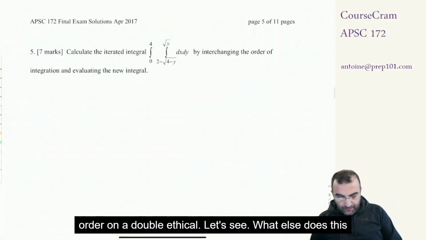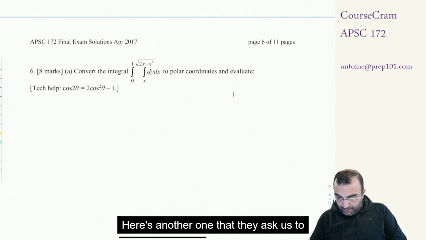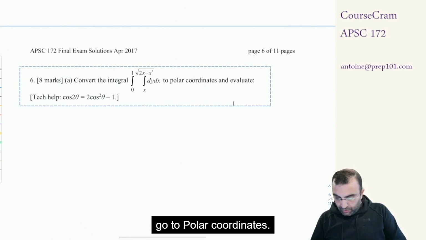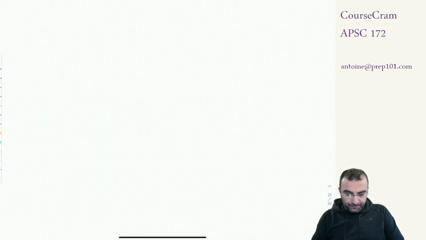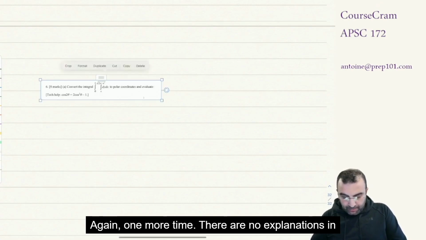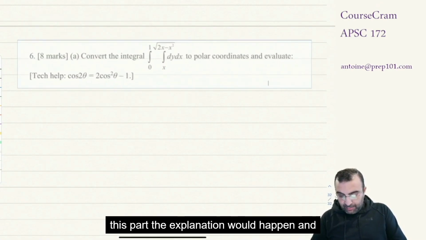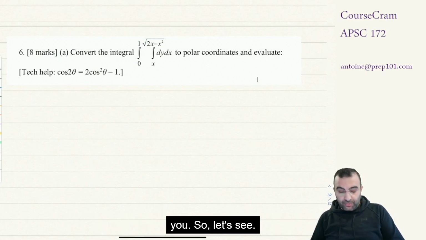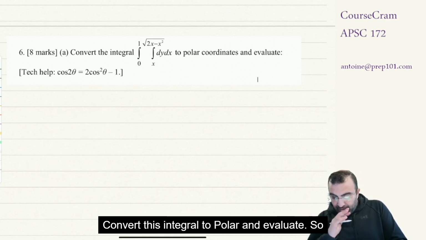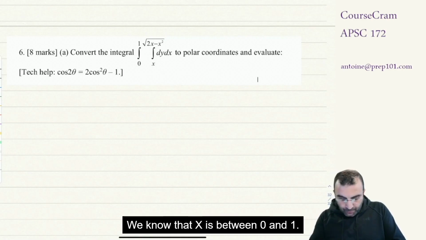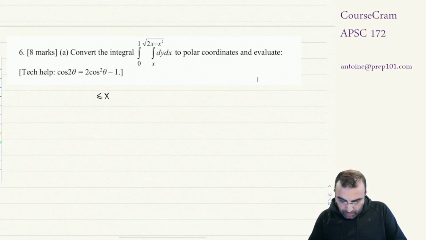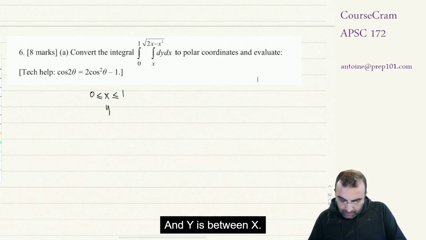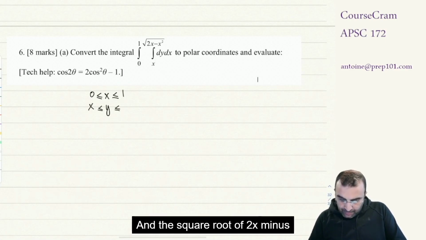Let's see what else this final holds for us. Here's another one that asks us to go to polar coordinates. Again, there are no explanations in this part. The explanation would happen in the live session. I'm just solving extra problems for you. So let's see. Convert this integral to polar and evaluate. We know that x is between 0 and 1 and y is between x and the square root of 2x minus x squared.